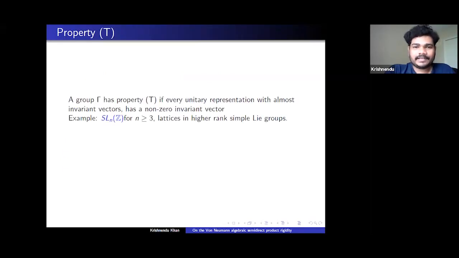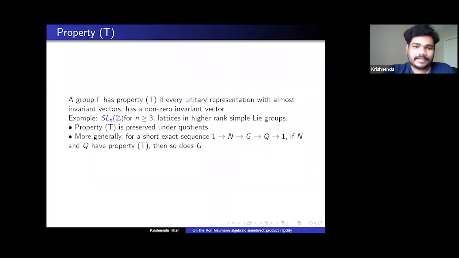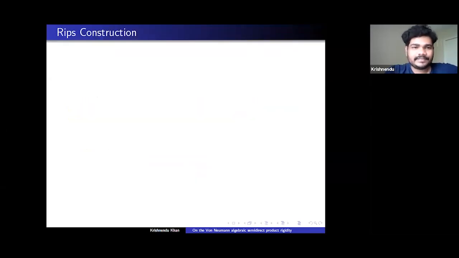So property T, I think you don't need to get into the definition of property T, just a couple of facts that will be really useful. An example is SL_n(Z) for n greater or equal to 3. And property T is preserved under quotient. That's a crucial fact, the most useful property. Also, for a short exact sequence, if you have property T for the kernel and the quotient, then your original group G has property T. So these are basically the properties that we will be using later.